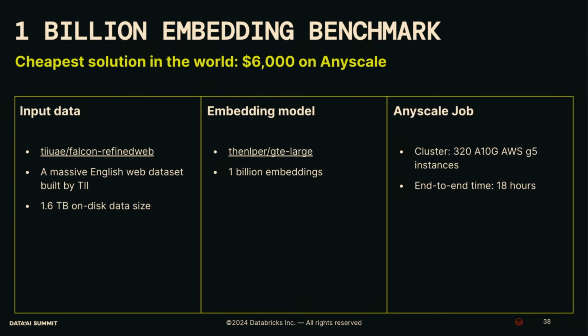What's this benchmark? The first section is the input data. We use the Pinecone RefinedWeb, a massive English web dataset built by TII to train their large language model. The data size is 1.6 terabytes for the whole dataset, which looks small, but if you look at the embeddings, it has 1 billion embeddings. For the embedding model, we use GTE-large. The Anyscale job, the whole embedding computation and ingestion into the Pinecone servers, used 320 A10G AWS G5 instances, which is the most affordable GPU type that people can use. The end-to-end processing time is 18 hours.